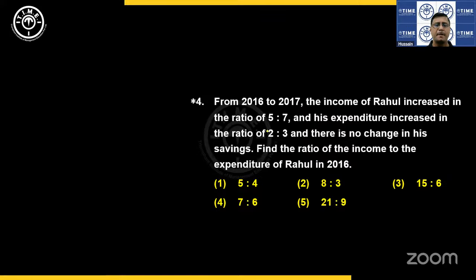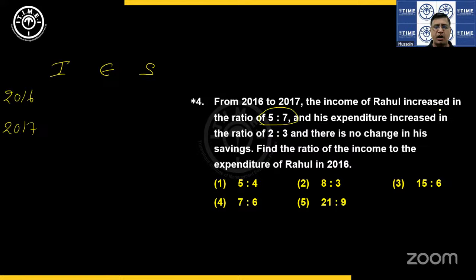Next example. From 2016 to 17, the income of Rahul increased in the ratio 5:7. And his expenditure increased in the ratio 2:3. And there is no change in his savings. Find the ratio of the income to the expenditure of Rahul in 2016. Income, expenditure, savings. 2016, 2017, income's ratio.